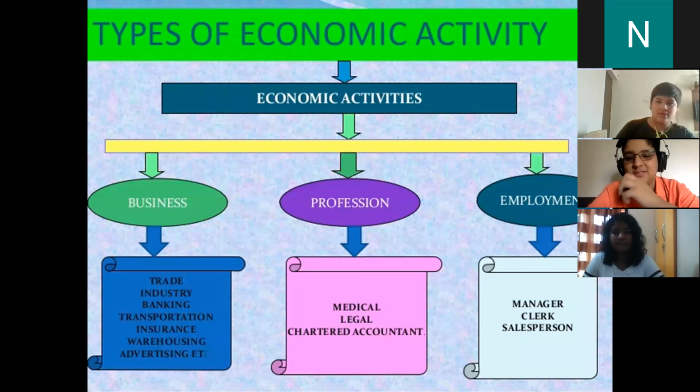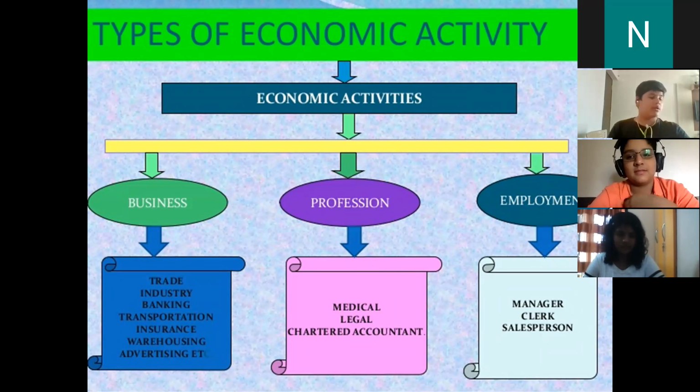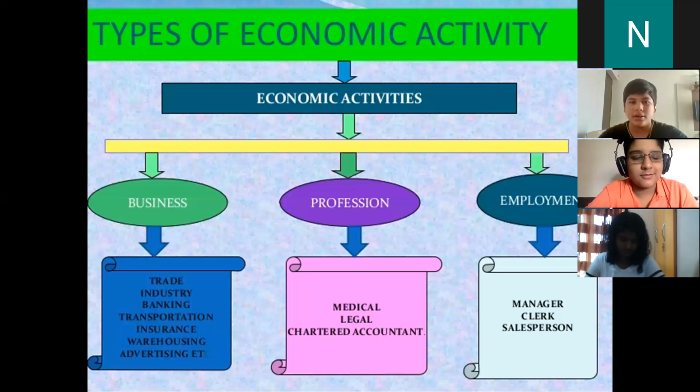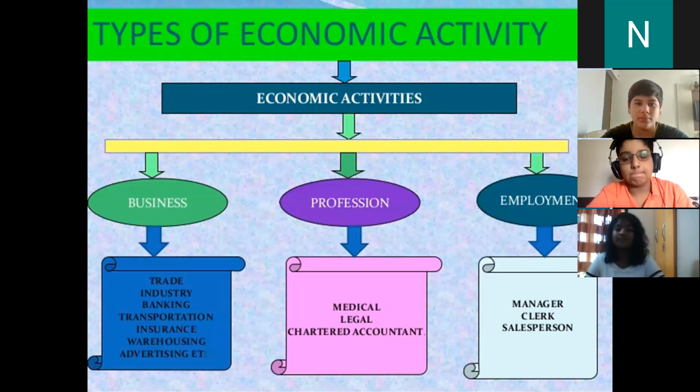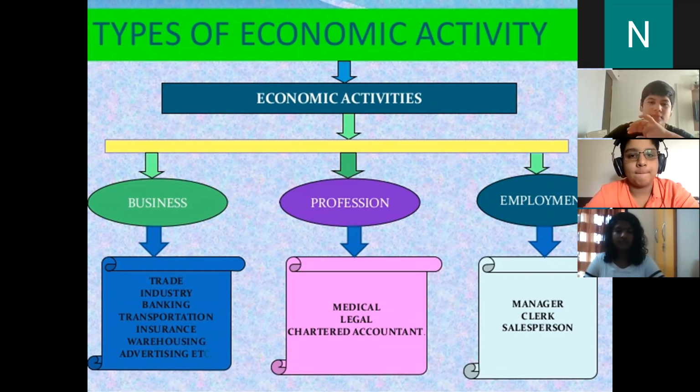All right. We'll start with the types of economic activities, or types of commercial activities. Now, economic activities are also known as occupations. I hope you are all aware of what an occupation is. Economic activities are of three types. You can see the tree given here. First is business, then profession, and then employment.